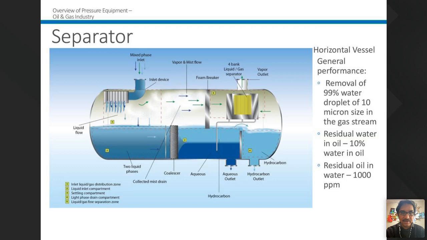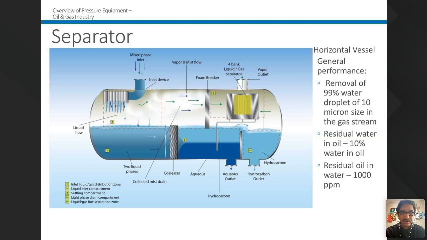1 micron is point, not 1 mm. So 10 microns, we can imagine that's the level of filtration this gas device does. Gas goes out at the top. Coming to the liquid aqueous phase, gas, water and oil drops down. There is a plate, we call it a coalescer. Coalescer in the sense that small oil bubbles are made to join and make a bigger oil bubble. And because of density difference, oil floats at the top and it spills over to another compartment.